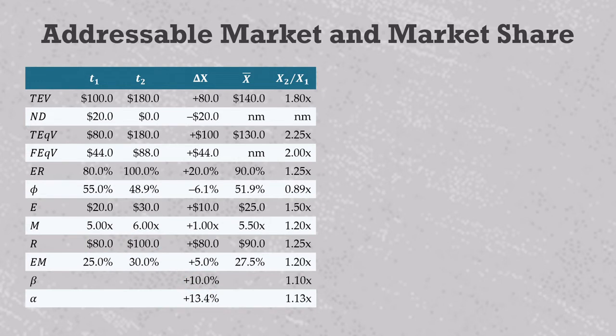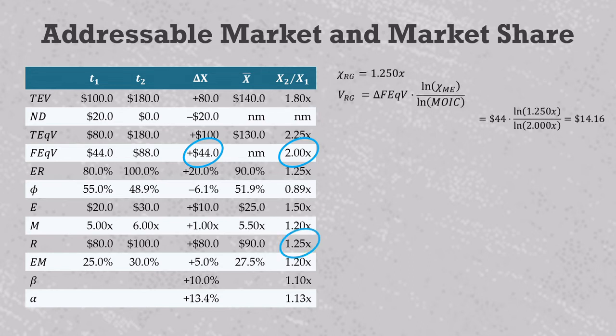The important numbers are the change in GP equity value of 44 million, the GP's multiple of invested capital of 2.0x, and the equity return multiplier for whatever value driver we are measuring. The revenue growth equity return multiplier is 1.25x, so we take 44 million times log 1.25 over log 2 to get revenue growth of 14.16 million.